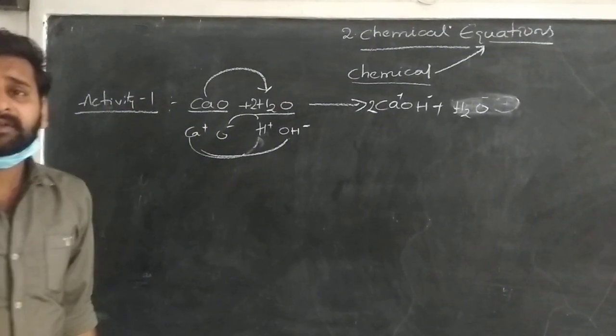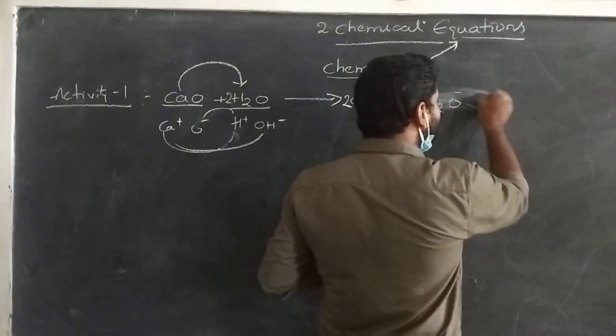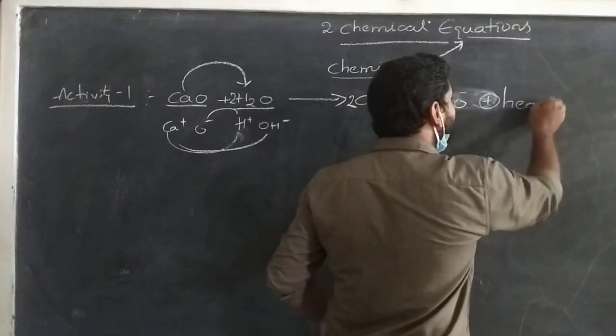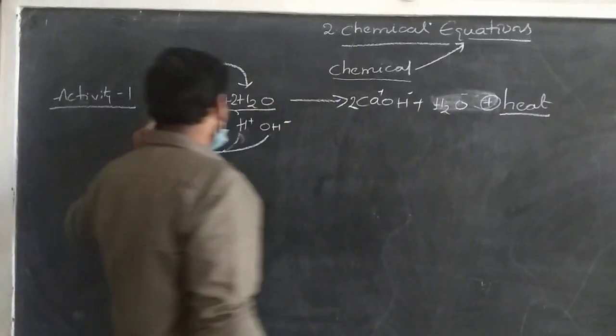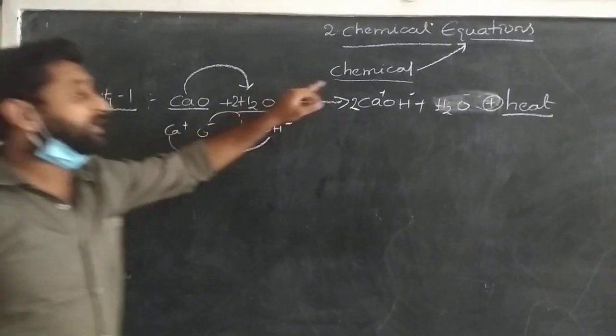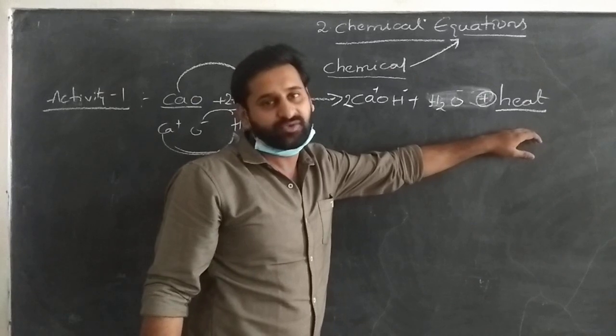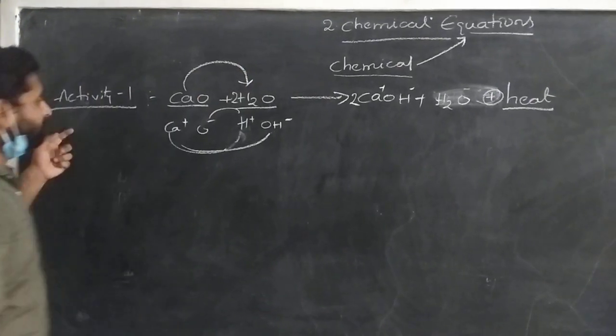What we will get here is simple: heat will be liberated. So when calcium oxide is added to water, there is a liberation of heat. That is your activity number 1.